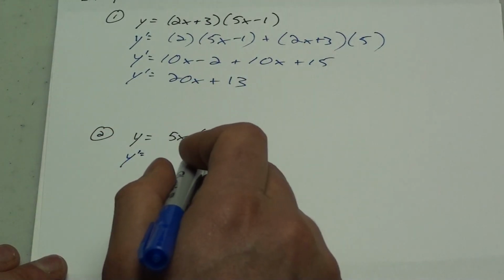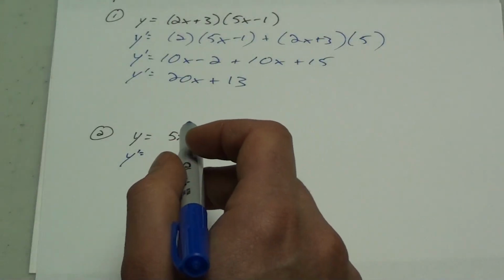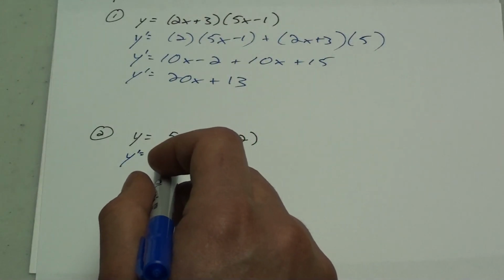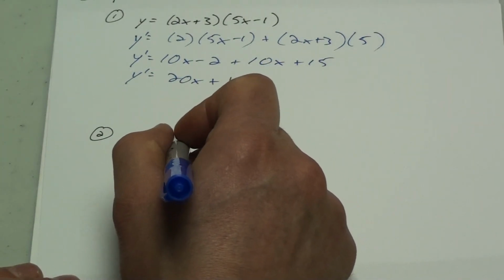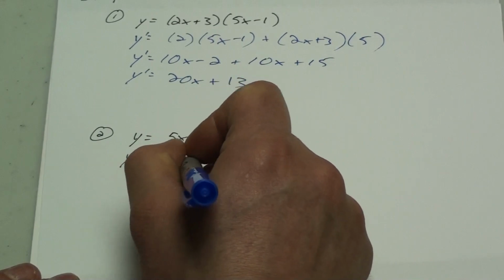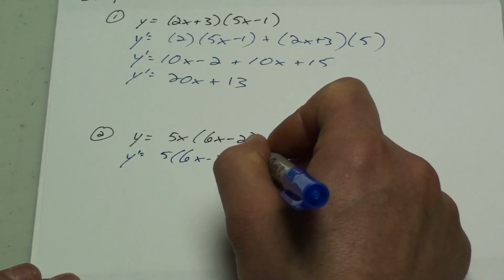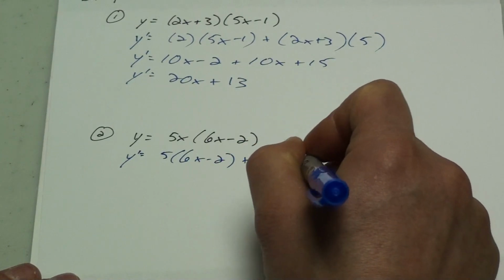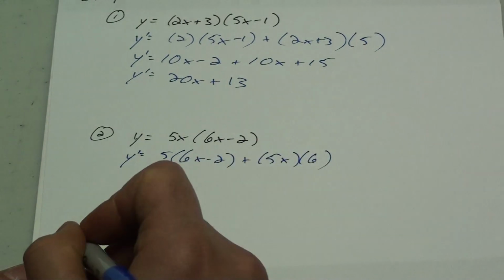Here I have 5x times 6x minus 2. Because you have two little functions multiplying together, that's what tells you to use the product rule. So I'm going to take the derivative of the 5x, which is just going to be 5. That's the derivative of the first, then I have the second, plus the original of the first times the derivative of the second. The derivative of the 6x minus 2 is just 6.